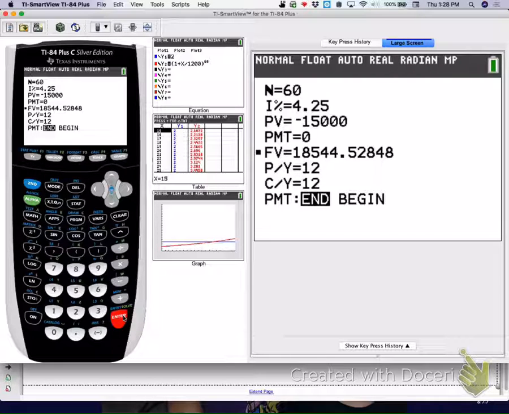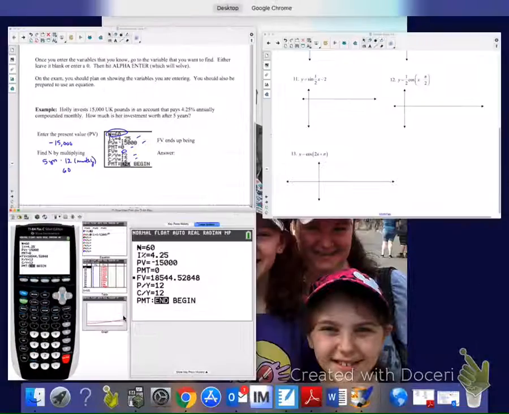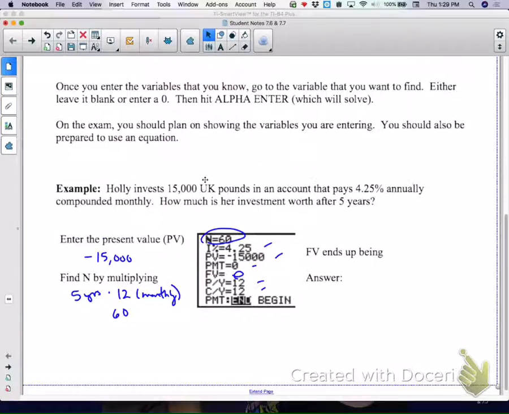So that's my future value, and of course we're going to round that to 2 decimal places unless it tells you otherwise. So my future value is 18,544.53 UK pounds. And that's my answer. I think actually I was going to have you write down the entire decimal there, but that's not something we need to worry about. Okay?